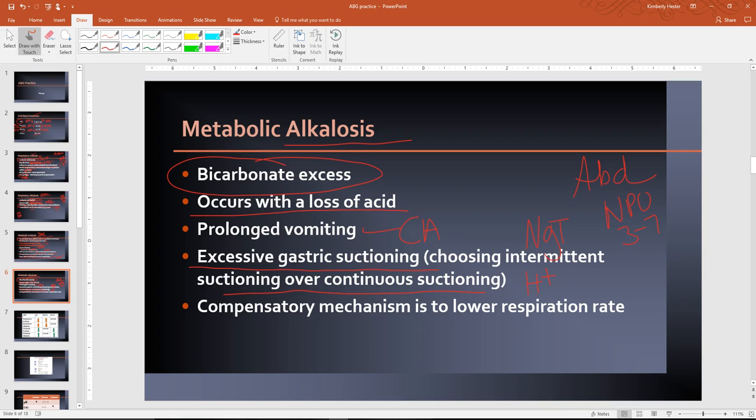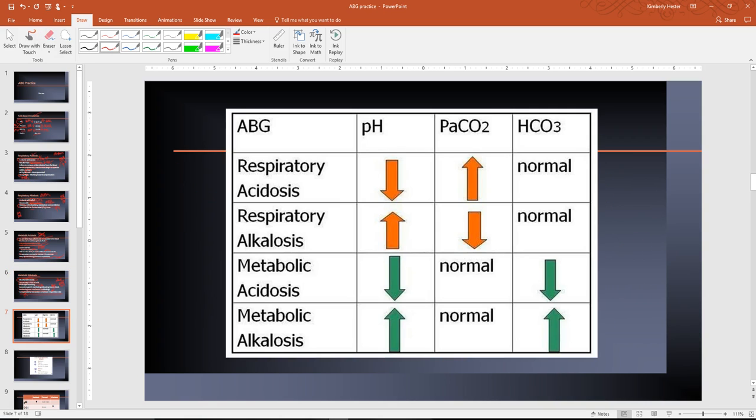Now, one of the compensatory mechanisms is for your body to lower the respiration rate. But like I said, when it comes to ABGs, the compensatory mechanisms don't always work very well. Your body is basically trying to help, but it's not necessarily going to be successful. All right, so that's an overview of our 4 things that can happen to cause an acid-base imbalance in our patient. So now let's get down to interpreting ABGs.